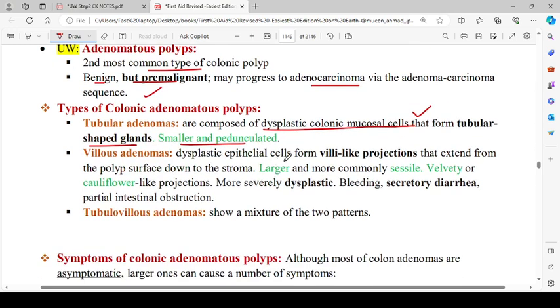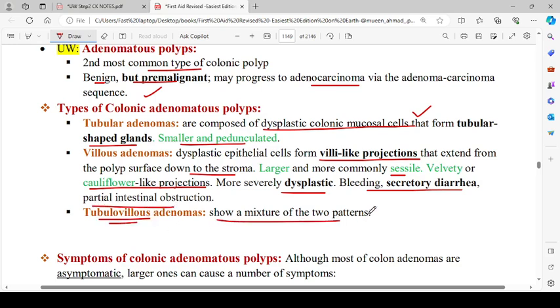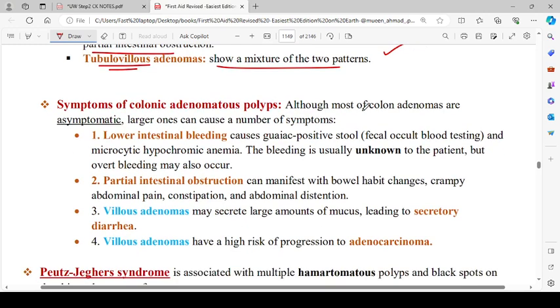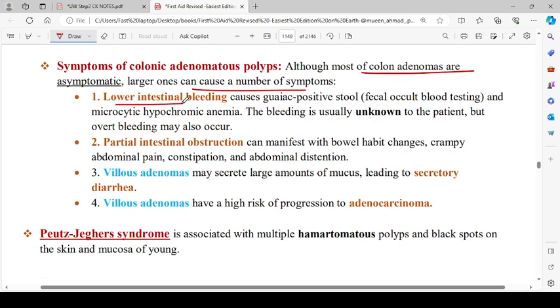The villous adenomas are dysplastic epithelial cells that form villi-like projections extending from the polyp surface down to the stroma, larger and more commonly sessile, with velvety or cauliflower-like projections, more severely dysplastic, causing bleeding, secretory diarrhea, and partial intestinal obstruction. The tubulovillous adenomas show a mixture of the two patterns. Symptoms of colonic adenomatous polyps: most colon adenomas are asymptomatic. Larger ones can cause a number of symptoms, including lower intestinal bleeding, which will be bright red, hematochezia, partial intestinal obstruction, and villous adenomas cause diarrhea and adenocarcinoma.